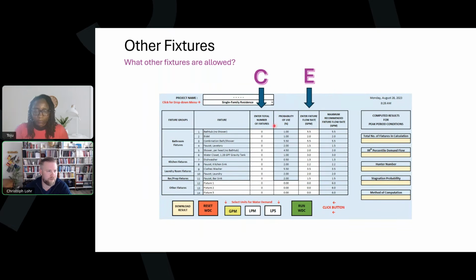So again, you enter your number of fixtures, you enter your flow rate, as I mentioned before. But here at the bottom is what I show. There's this thing for other fixtures. So, the ones up above are pretty self-explanatory, but we get a lot of questions about what is fixture 1, 2, and 3, and why is it editable, and what can we do with that? So what other fixtures are allowed?